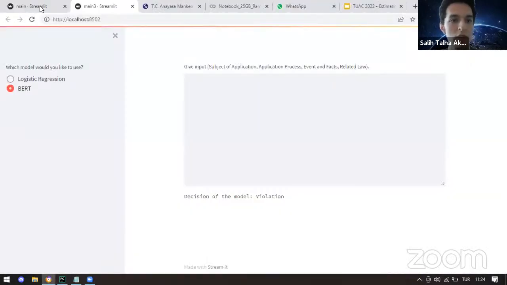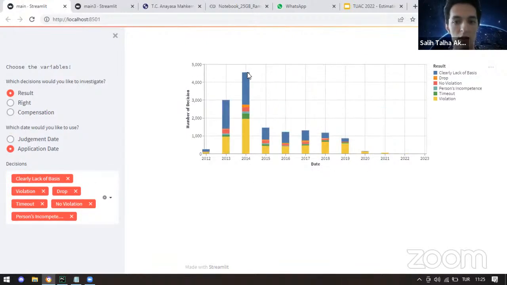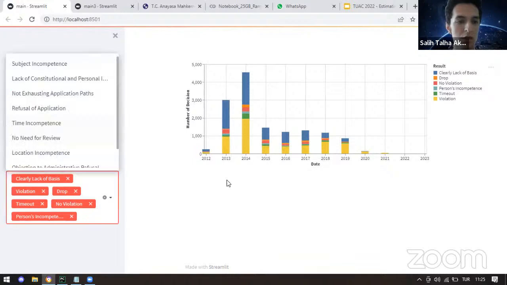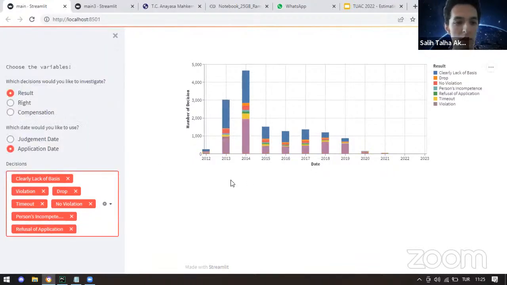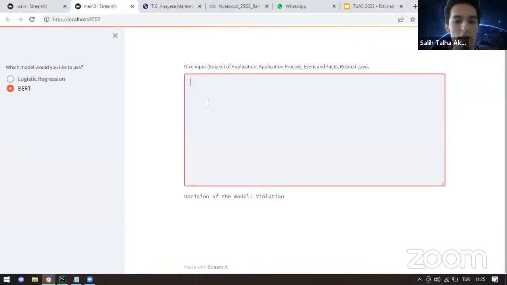Now you can see that we have a website. We have designed a website using the Streamlit library in Python, and on the left we have columns to choose and filter this graphic shown on the right, and we can change the date here to application date, and the result will change. Also decisions, we can add or remove decisions and see the number of decisions here.